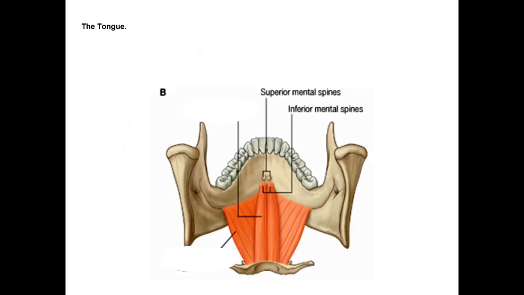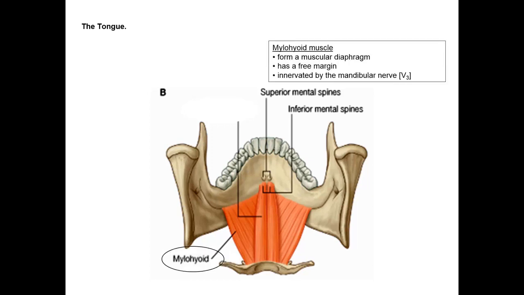Finally, let's take a look at the tongue from behind. I've actually removed the tongue here to show you the other 2 muscles that lie deep to the tongue. One is the mylohyoid. It's a muscular diaphragm swinging from one side of the mandible to the other. It has a free posterior edge. It's innervated by a branch of the trigeminal nerve, 3rd division.